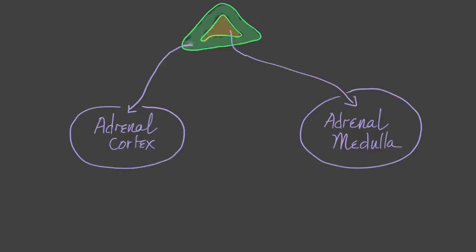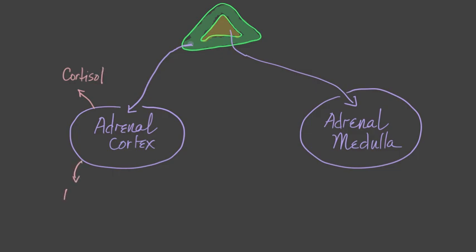The adrenal glands are placed right above the kidney, one on each kidney. The adrenal gland has two parts. The outer layer of the adrenal gland is called the adrenal cortex. The inner part or the middle portion of the adrenal gland is called the adrenal medulla. Each of these parts are quite distinct and they each produce their own hormones with their own functions. So let's take a look at each one of them.